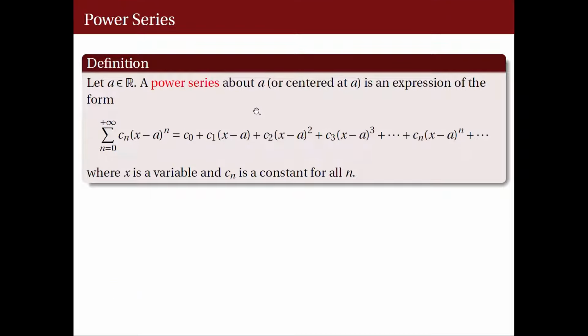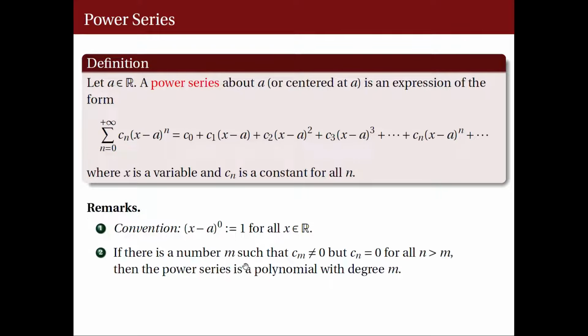We define a power series about a real number a, or a power series centered at a, to be a series whose terms are constant times (x minus a) to the n, where x is a variable. Notice that in the expansion of the power series, (x minus a) to the 0 does not appear. In general, we will take (x minus a) to the 0 to be 1 for all x in the set of real numbers.